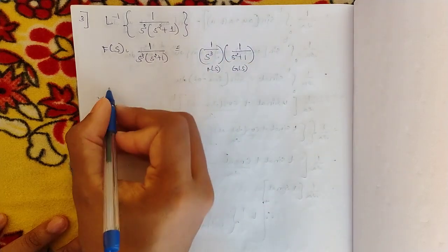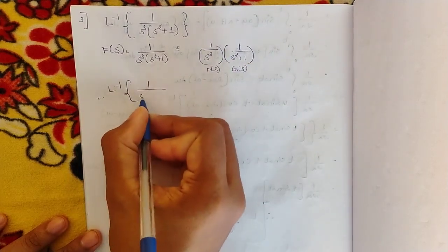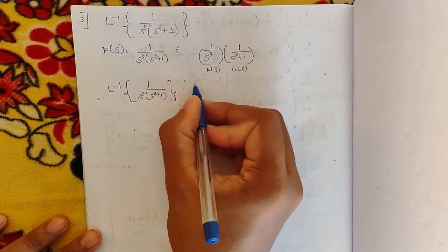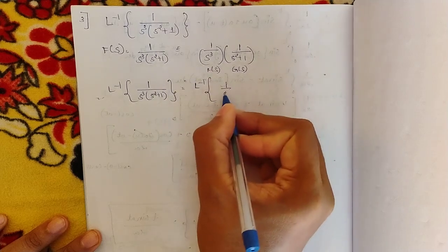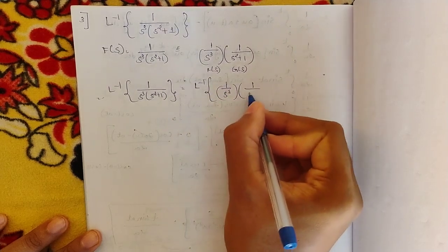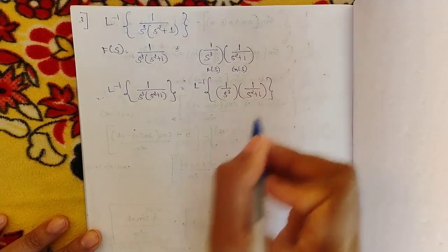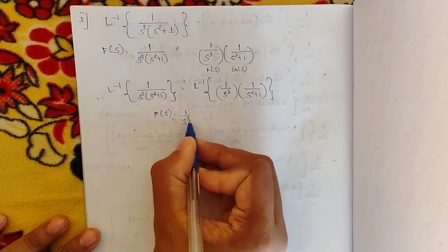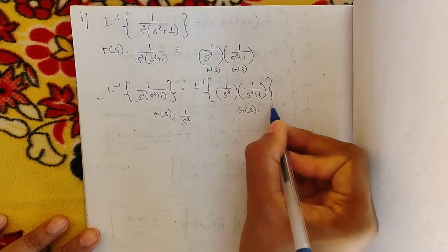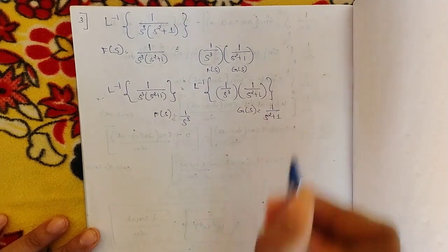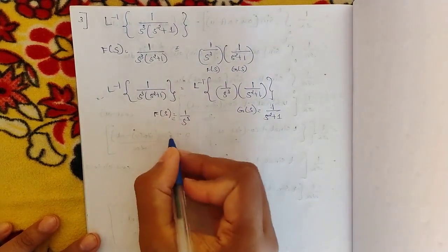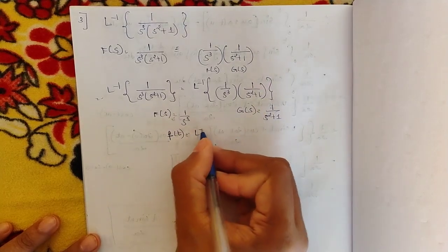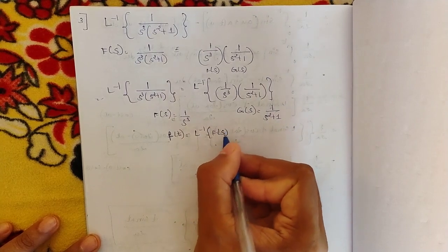So now our L inverse of 1 divided by s cube into s square plus 1 is equal to L inverse of 1 by s cube into 1 by s square plus 1, where F of s is equal to 1 by s cube and G of s is equal to 1 by s square plus 1. In order to find F of u, we need to know the value of F of t. F of t is given as L inverse of F of s.